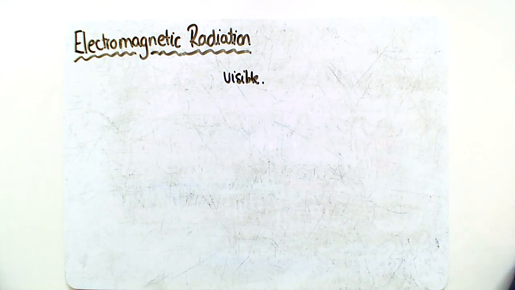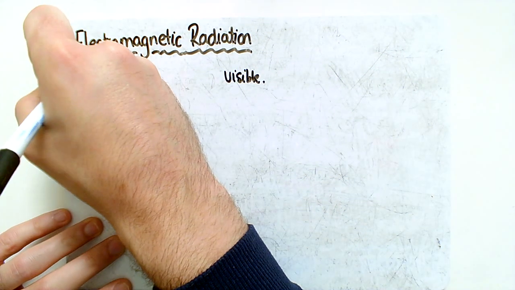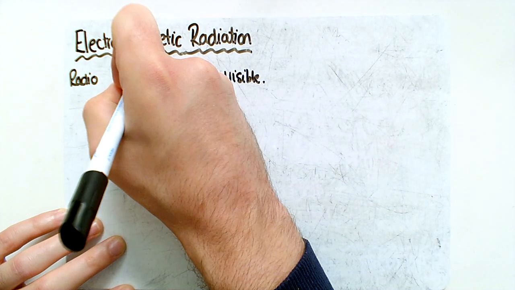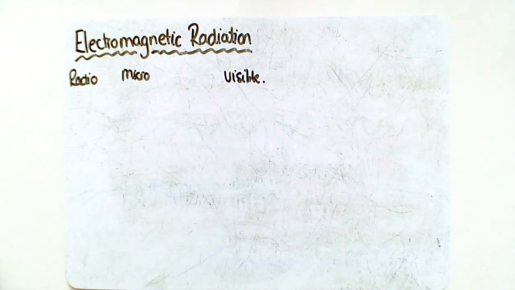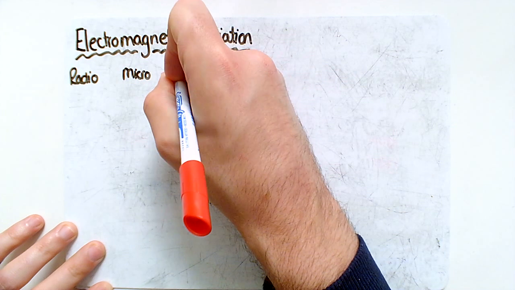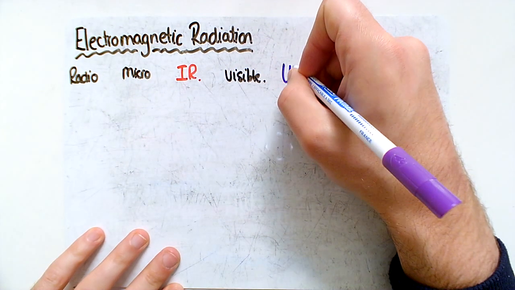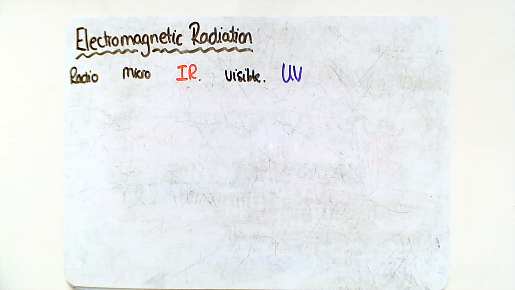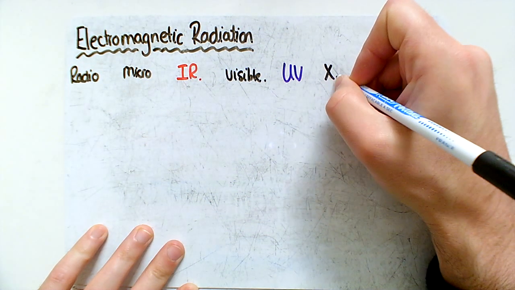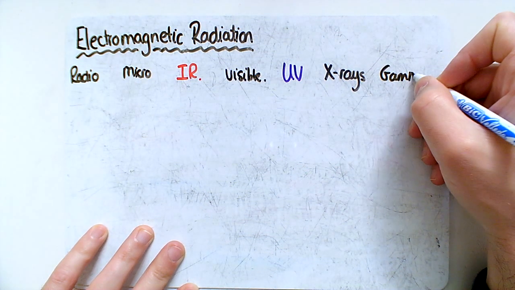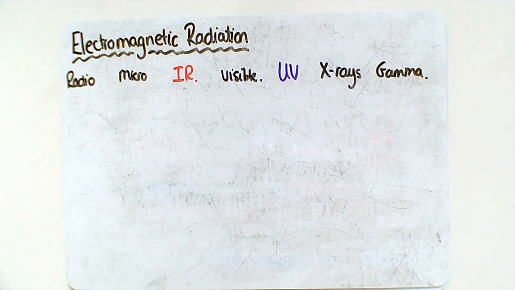Visible light sits in the middle of the spectrum, but it encompasses a whole host of things. So radio waves are one. We have microwaves. We also have infrared, which I'll just write in red. Infrared. We then have ultraviolet. Ultraviolet. We then have X-rays and gamma rays. So all of these are types of electromagnetic radiation.